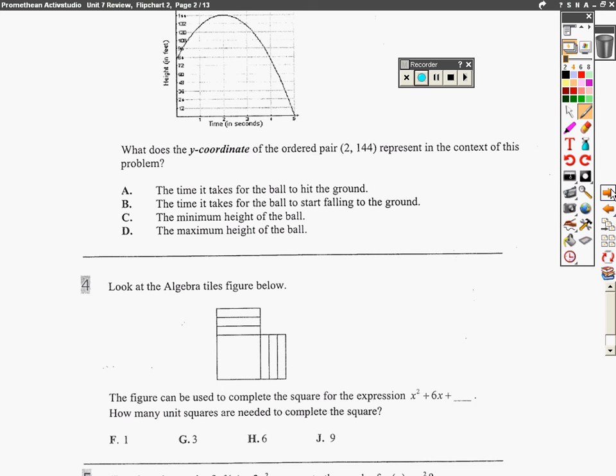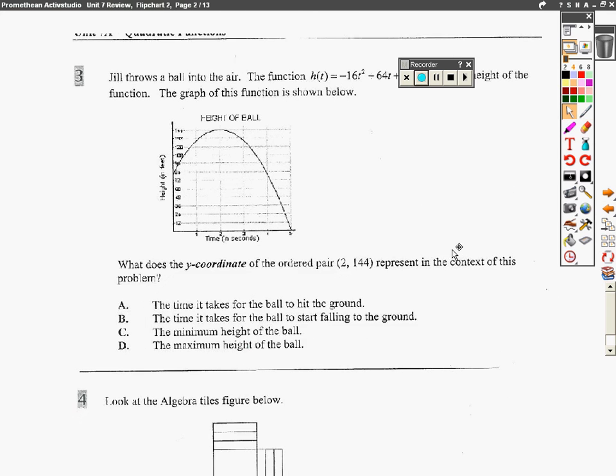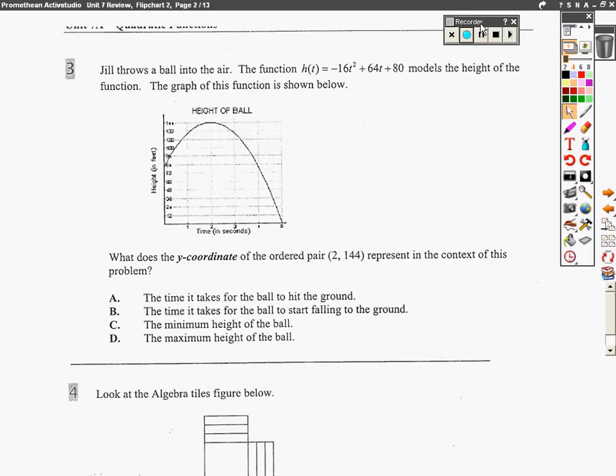All right, next one. Just bring this down a little bit. Number 3. Jill throws a ball in the air. The function, which I'm going to go ahead and highlight, is the equation that models the height of the ball. The graph of this function is shown below. I see that right here. It says, what does the y-coordinate of the ordered pair 2, 144 represent in the context of this problem? So let me go over 2, up 144, which looks like it's right here at the top, which looks like the vertex.